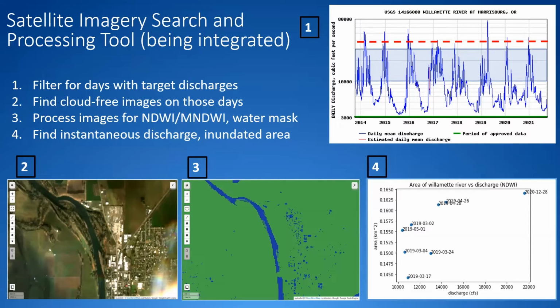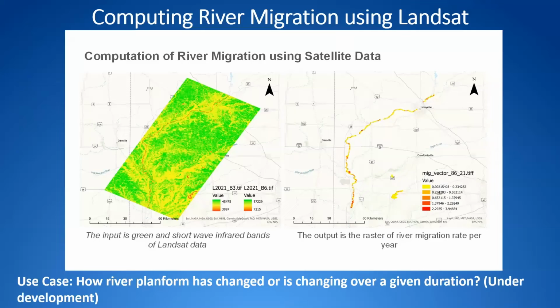These images are processed using NDWI or MNDWI to create a water mask of water extent. And these images and products are then linked back to instantaneous discharge to get a concurrent discharge value. So we can go from flow to map. And if we have a map, we should also be able to go back from the inundation area to flow. So this is a tool that we are working on to integrate into RIMORPHIS.